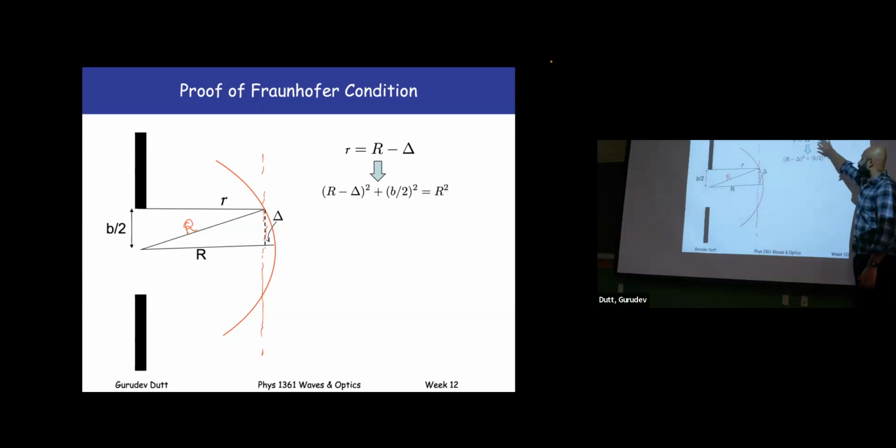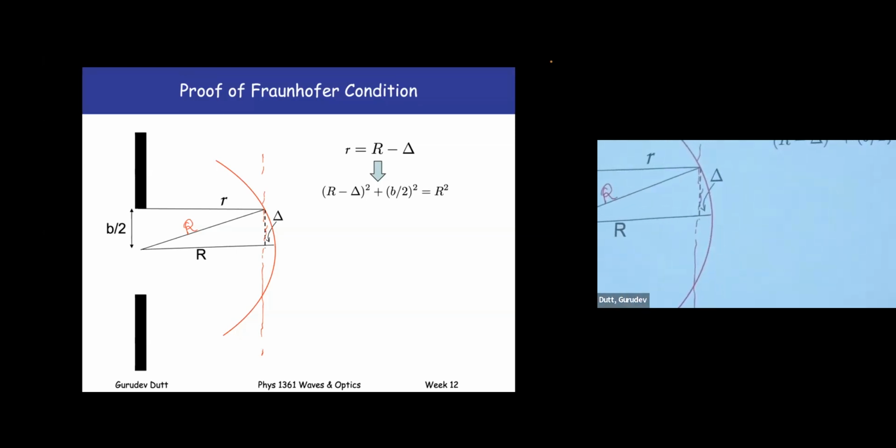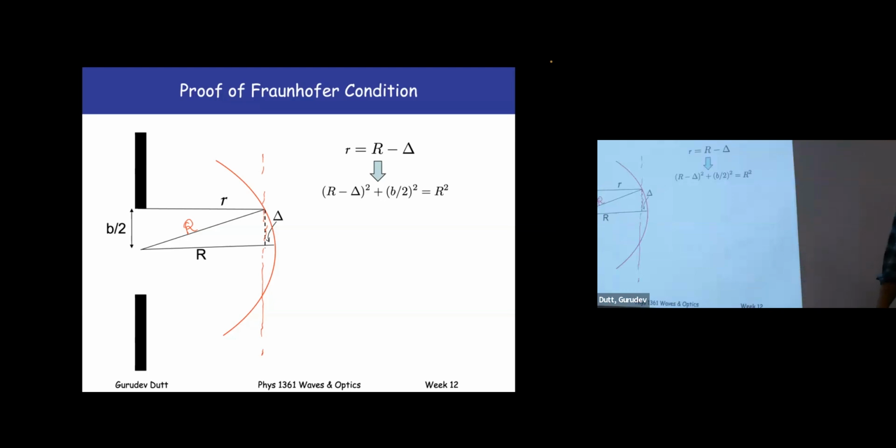So from then onwards, once you understand the physics, the math is very straightforward. We know R equals R minus delta, where delta is the path length difference, and I just need to calculate it. From this triangle, use Pythagoras' theorem: (R minus delta) squared plus (B over 2) squared must equal R squared.